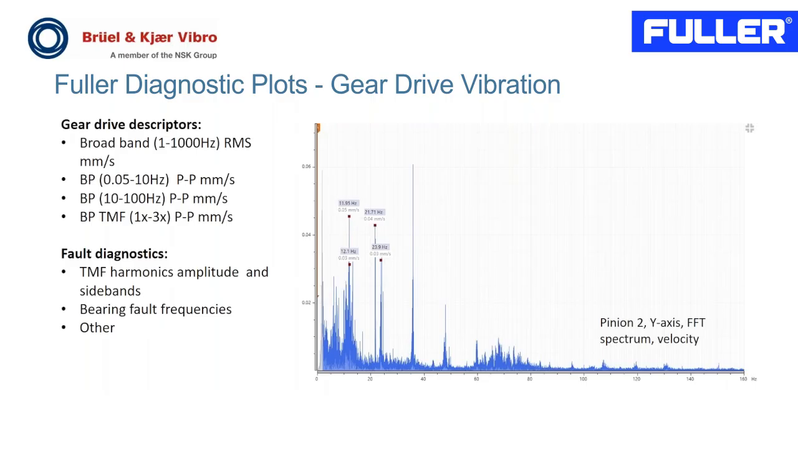There are a number of gear drive descriptors that are continuously monitored for detecting bearing and gear faults in the pinion, as well as in the pinion gearbox and motor. On the left here, you can see some of the bandpass measurements for monitoring the running speed and the harmonics, together with the tooth meshing frequency and its first three harmonics. These are for both fault detection and for trending. Unfortunately, I don't have any plots to show for this part of the drive system.